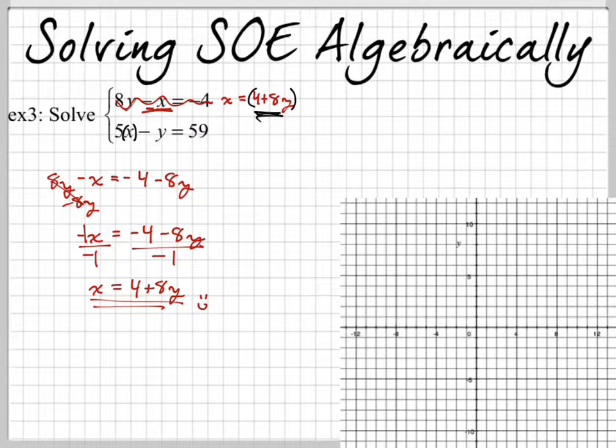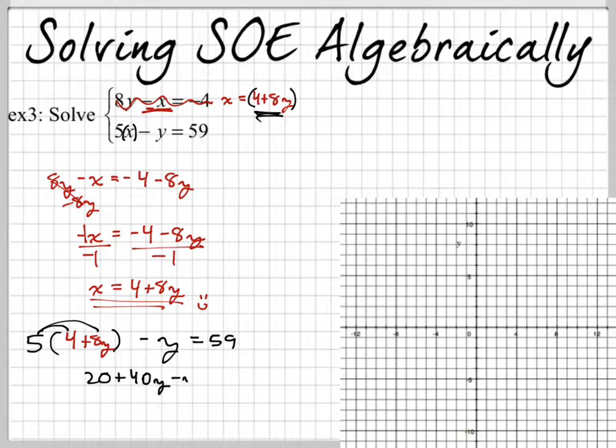Let's do it. All right, so we have 5 times x minus y equals 59. I got this from this equation right here. Notice I didn't write the x. That's because x equals this. So that's what I'm going to put in there. So let's put in 4 plus 8y. Now I just have to distribute, simplify and solve. That times that is going to give me 20 plus 40y minus y equals 59.